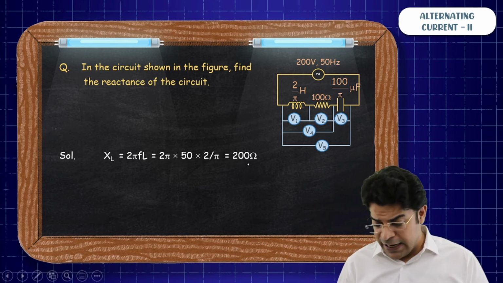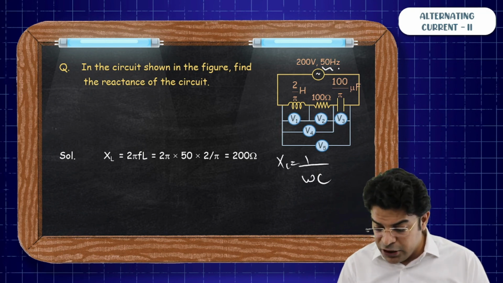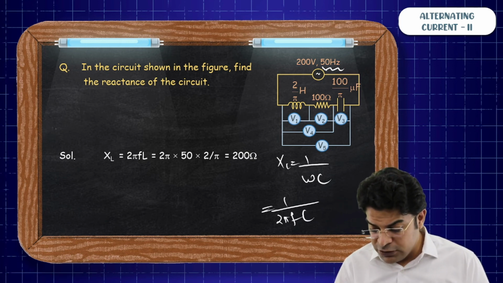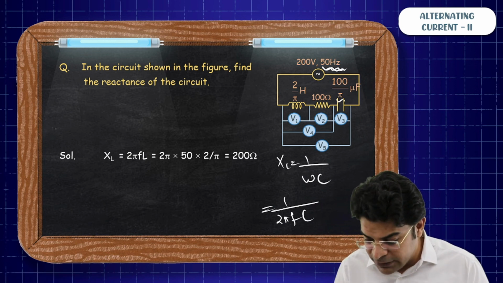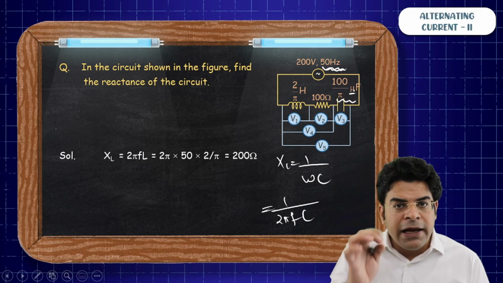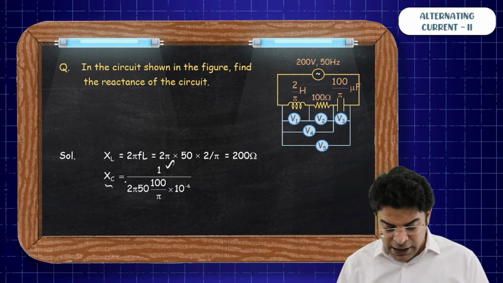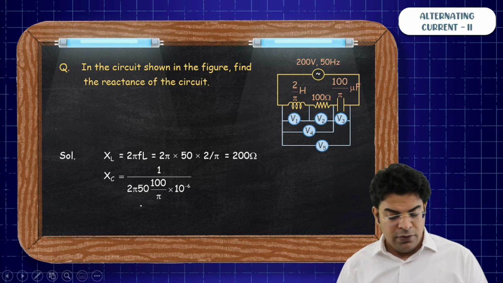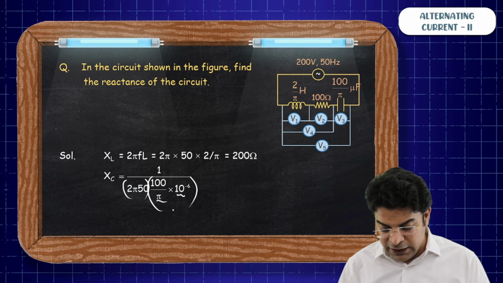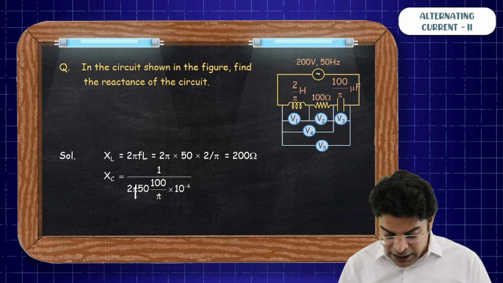The capacitive reactance XC comes out to be 1 by omega C. Omega can be written as 2 pi f, so you get 1 by 2 pi fC. In place of frequency, substitute 50. In place of capacitance, substitute 100 by pi microfarad, so 100 by pi into 10 to the power of minus 6. So XC comes out to be 1 by 2 pi f, this is omega, and 100 by pi into 10 to the power of minus 6, this is your capacitance.